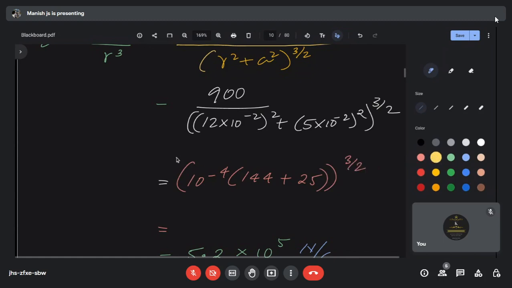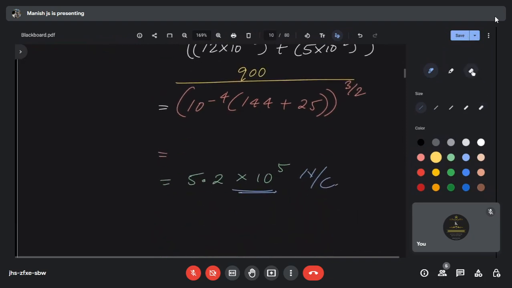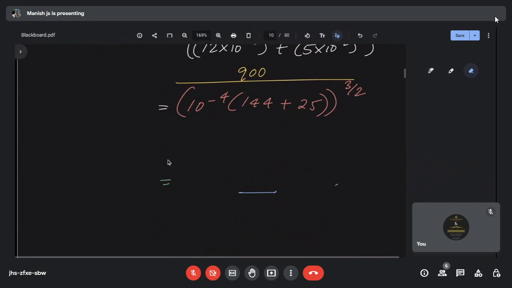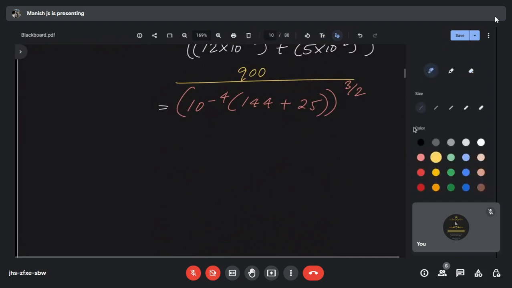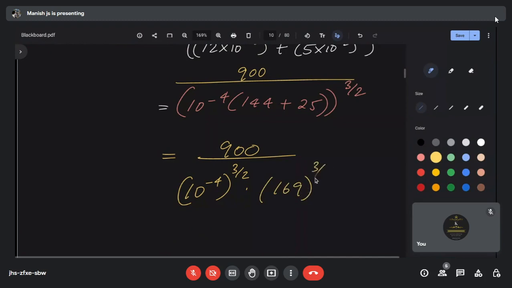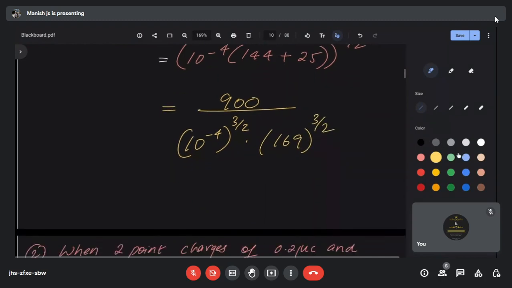So simplify this. So what will come? 169, sir. You get 900 upon 10 to the power minus 4 into 169, whole to the power 3 by 2. This is 144 plus 25, 169. 13 cube, sir, whole to the power 3 by 2. 169 can be written as 13 square, sir.